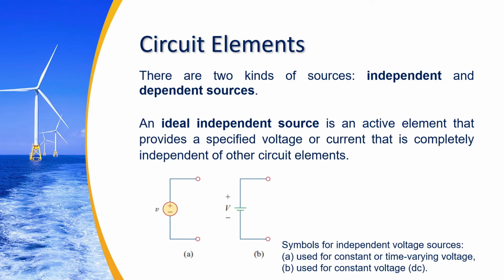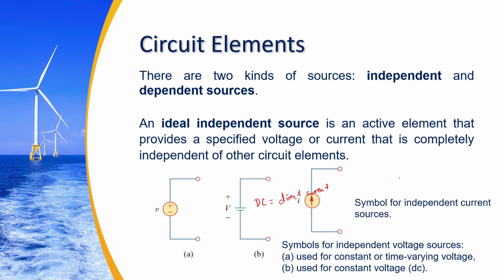Sabi naman, siya yung constant voltage. Kapag ganito nakita natin, alam natin na yung voltage natin ay DC, or yung na-topic natin kanina na direct current. Okay. So, paano naman sa current? Sa current is same as circle. Ayun yung symbol ng independent current source natin.